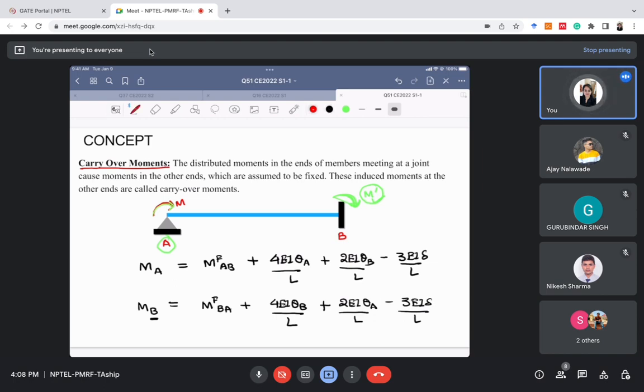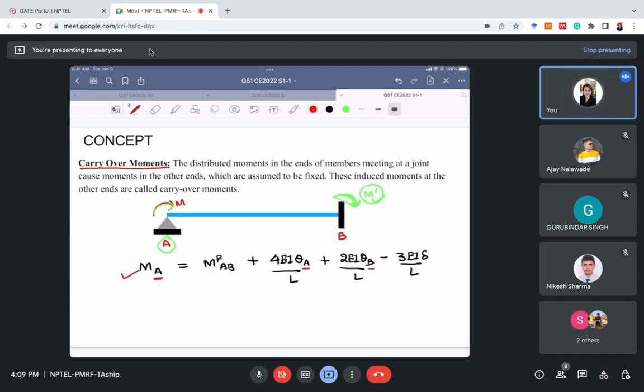So I hope you know the slope deflection equation for calculating moment at A and moment at B. These equations are very similar. The only difference is if we are calculating the moment at A, we are using theta A with 4EI by L, and we are using theta B with 2EI by L, and opposite in case of MB, right? So these are the slope deflection equations. I hope that you know all this, at least the slope deflection equation. Now using this slope deflection equation, I am calculating the value of moment at A.